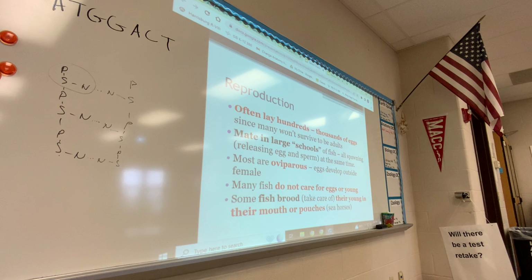Some fish brood or do take care of their young. Their young can be taken care of in their mouth or in pouches. If you think of a seahorse, for instance, the male will take care of them in the pouch. There are some that have special pouches in their throat, so it looks like they swallow the young, but they actually are caring for them in a throat pouch. They spit out the young, and then the little fish fry come back in and swim into their mouth, and they get swallowed again for protection. So some of them do care for their young, not all of them.